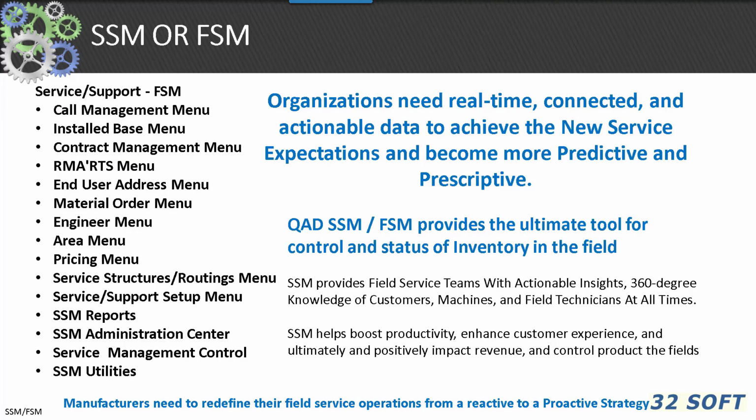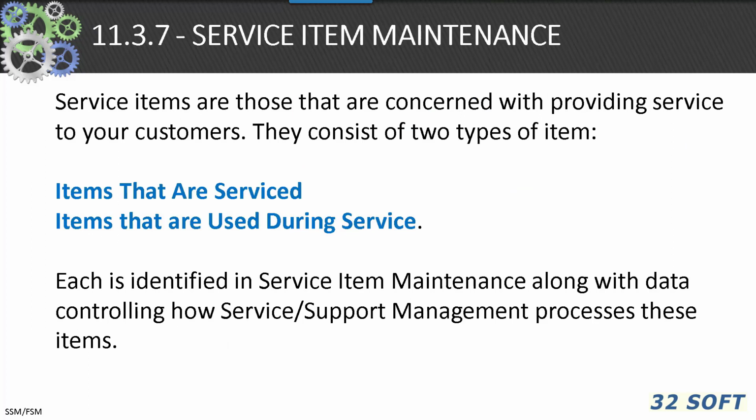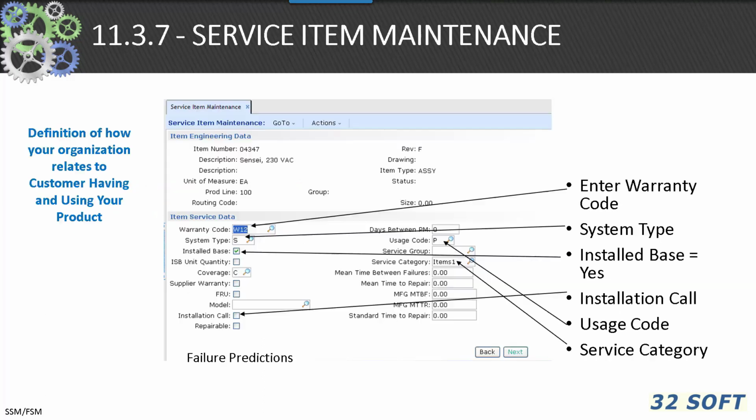QAD's service and support, now called field service management, provides the tools for control of status of inventory in the field. It includes install base, contracts, RMA, end user material order, etc. Service items consist of two types of items: items that are service and items that are used during service. You use 11.3.7 to set up data on how to control individual items in the service and support module.